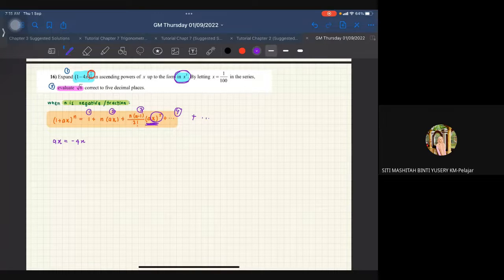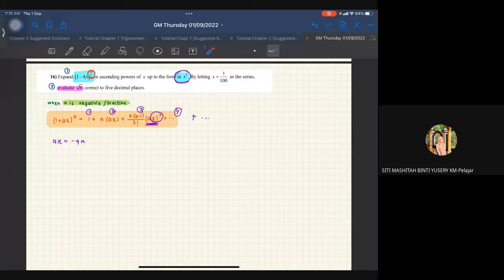Okay, so ini sebenarnya apa yang soalan minta. So dia minta awak expand dia up to the fourth term. Sebab term yang pertama tak ada x, term kedua ada x kuasa 1, term ketiga x kuasa 2, term yang keempat ada x kuasa 3.